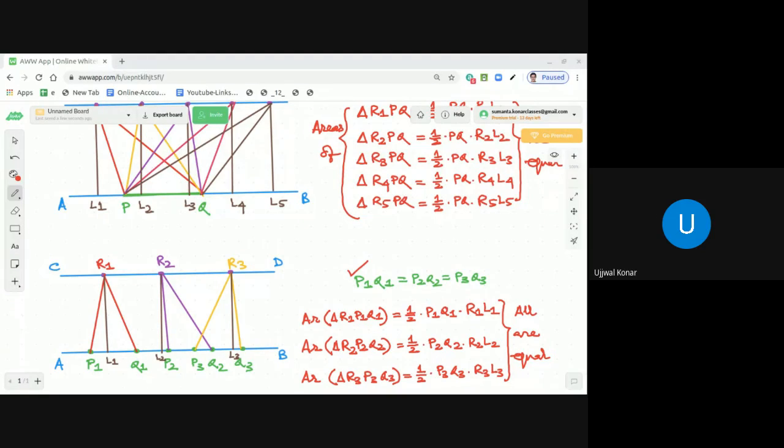Now before solving the problem, the converse of that theorem, what we just learned, will be what? Two triangles having the same base or equal bases and equal areas must lie between the same parallels. Do you agree to my statement? So, what I'm saying, let me write it down.